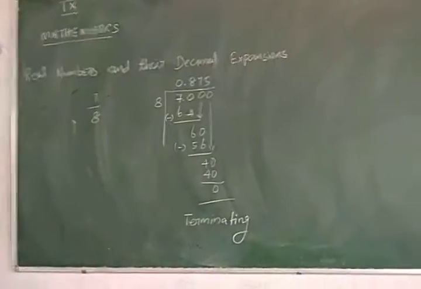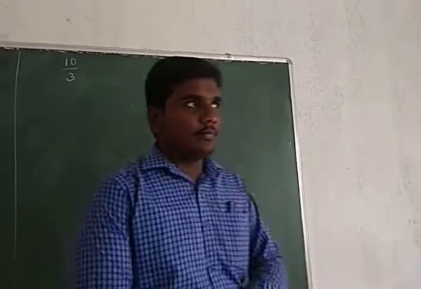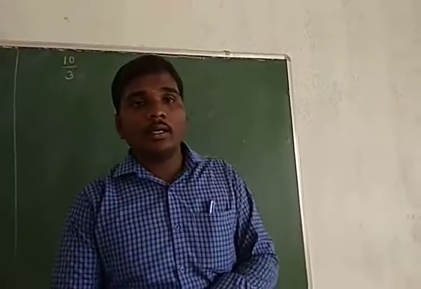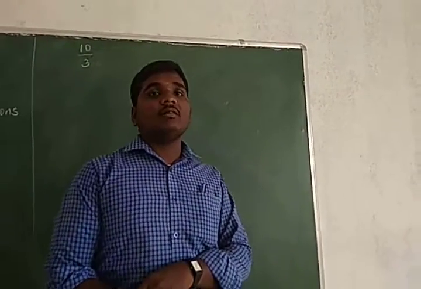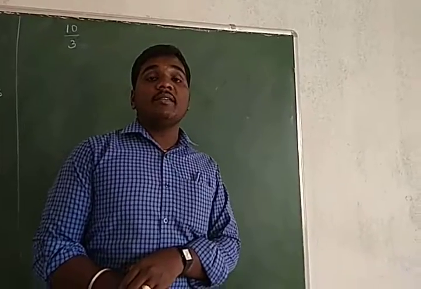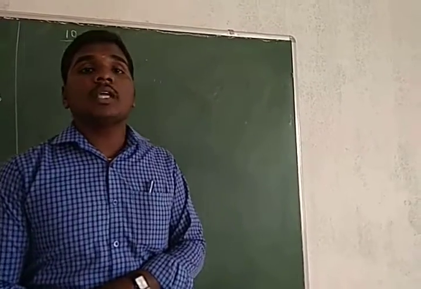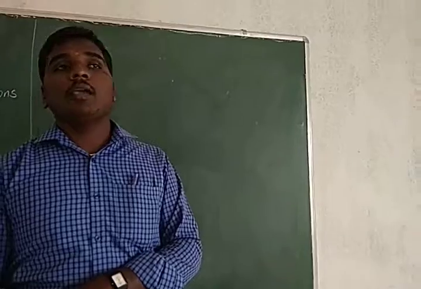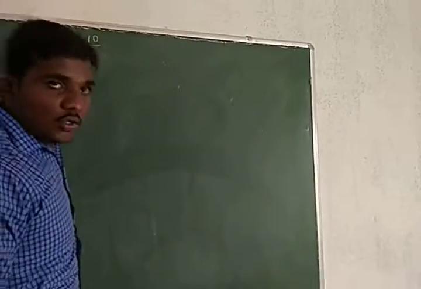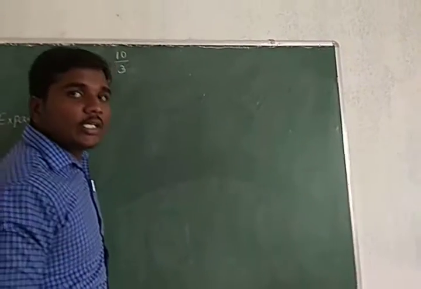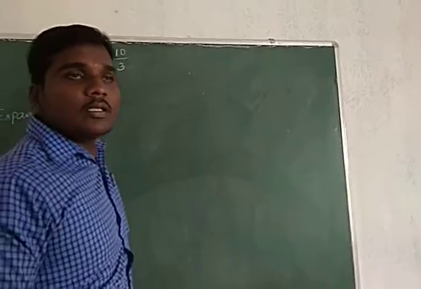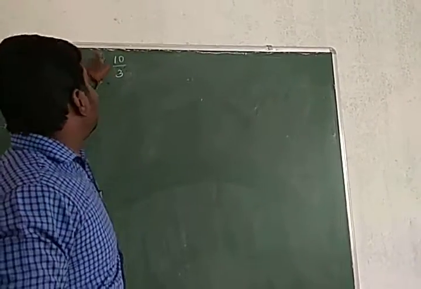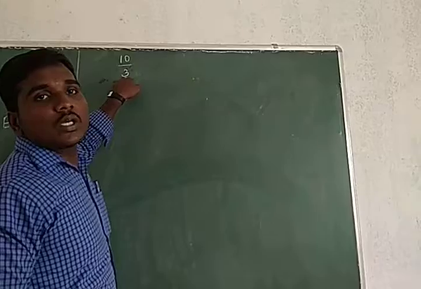Next problem. The last question, 7 by 8, is a rational number, in p by q form. Next, 10 by 3 is also a rational number. In p by q format, the denominator q is not equal to 0.